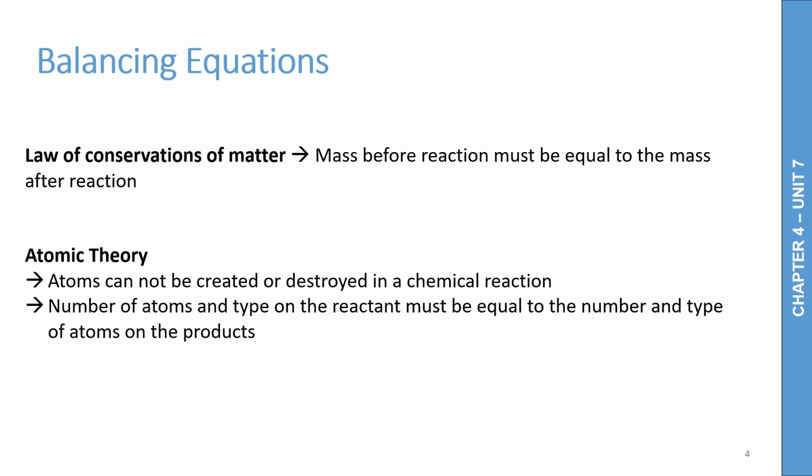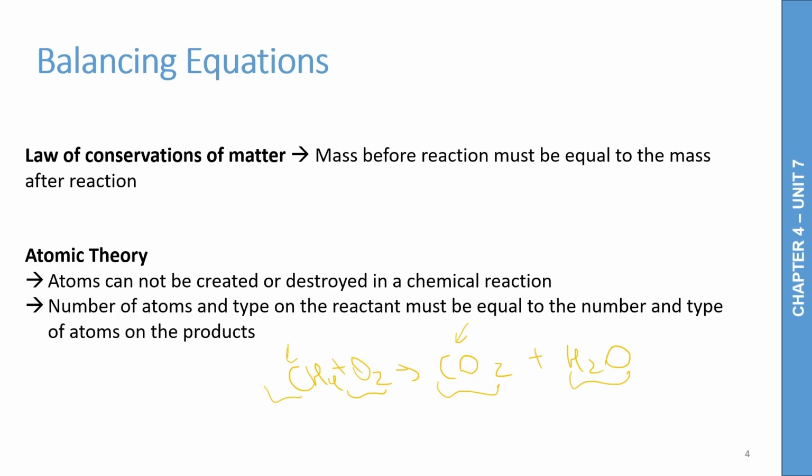The number of atoms and type of the reactant must be equal to the number and type of atoms on the product. So if I find 2 carbons on one side, on the other side you need to find 2 carbons. And the atoms don't change by themselves. If I have CH4 plus oxygen giving CO2 and water, this is a different product, right, but the carbon has the same property as before. They are only bound with different elements, forming a different compound, okay?